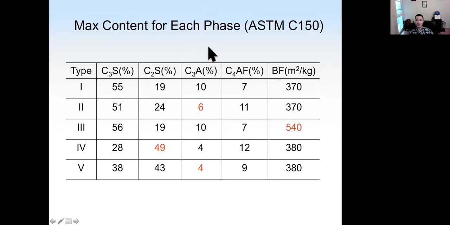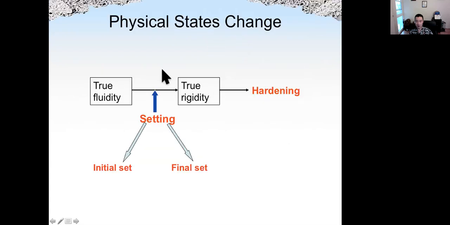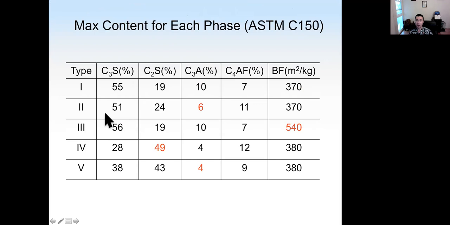Okay, and ASTM C150 shows us some of the limitations for different types of cement, for different compounds. For example, for type 2 cement, we should limit the amount of C3A to a certain percentage. Why? Because remember, sulfate attack is caused by formation of ettringite after concrete hardens. Where does ettringite come from? It's coming from C3A. So we limit the percentage of C3A in sulfate resistant cement, type 2 and type 5 cement.